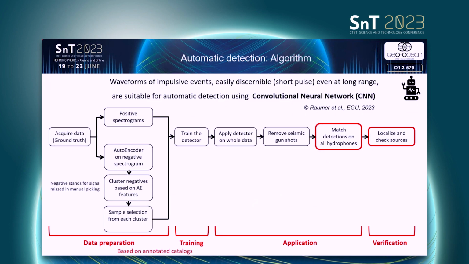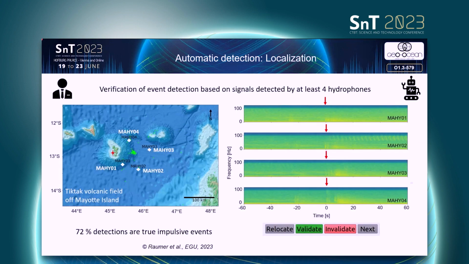So after removing these seismic airgun shots, we then try to verify those events manually to check the true positive event detections, to obtain the hydroacoustic catalog specifically for the volcanic events.